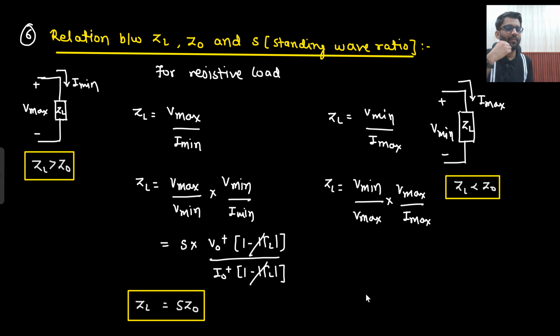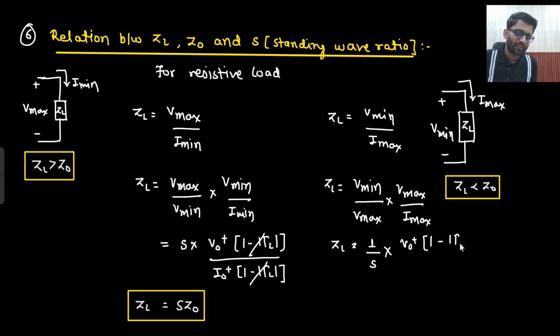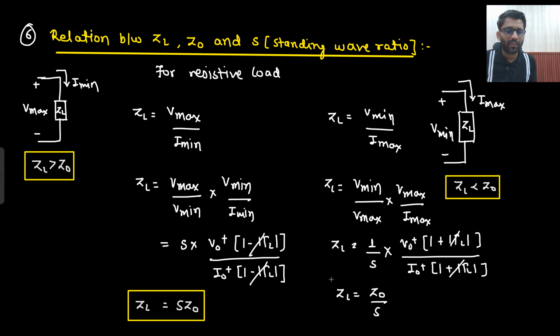So what is V min by V max? 1 by S, right? So this is equal to 1 by S. What will be your V max? V naught plus into 1 plus mod of gamma L, and what is your I max? I naught plus into 1 plus mod of gamma L. So this and this get cancelled, and what is the value of V naught plus divided by I naught plus? Z naught only. So what are you getting? ZL is equal to Z naught by S. So this formula will be very helpful for finding the ZL value.